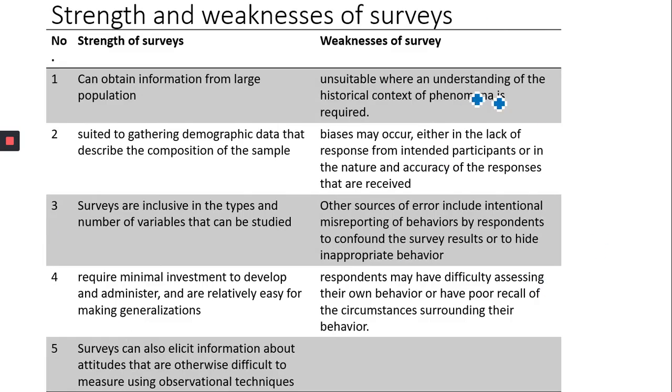Now, what are the strengths and weaknesses of surveys? Just like any other research type, there are strengths and weaknesses. In terms of strength, surveys can obtain information from a large population. This is very true. You can get information from the whole of Namibia with a survey. It is suited to gather demographic data that describe the composition of the sample. That is true. You can actually tell the demographic, socio-demographic characteristics. You can actually gather them through a survey. Nothing else can do this besides a survey.